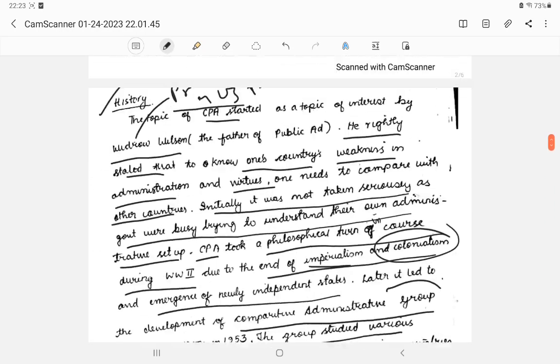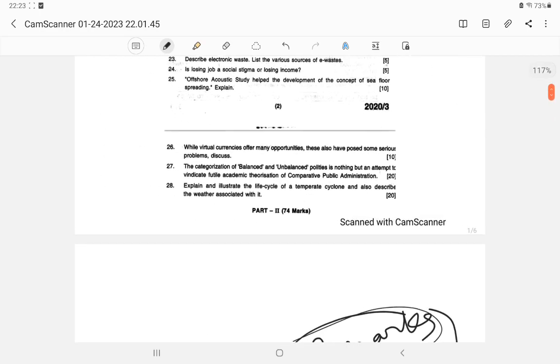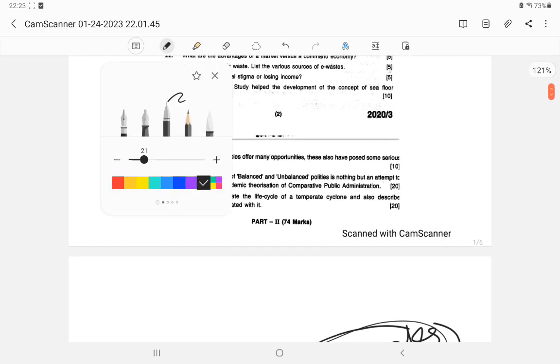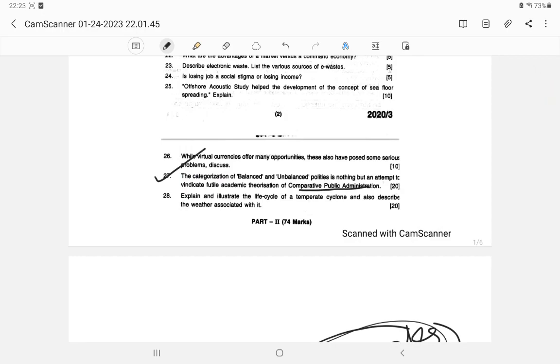So let us come to the 2019 mains paper question. It is not asking about comparative public administration directly; it is giving a statement and telling you to answer in terms of comparative public administration. The statement: the categorization of balanced and unbalanced polity is nothing but an attempt to vindicate futile academic theorization of comparative public administration.